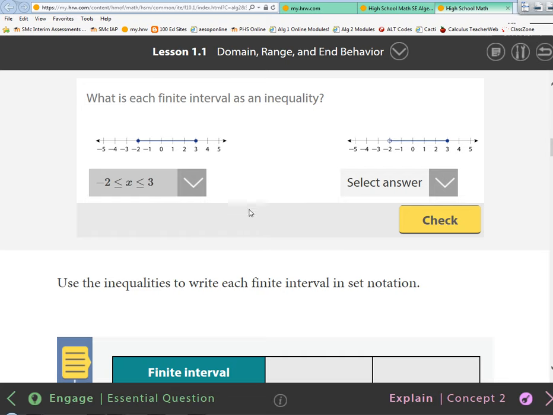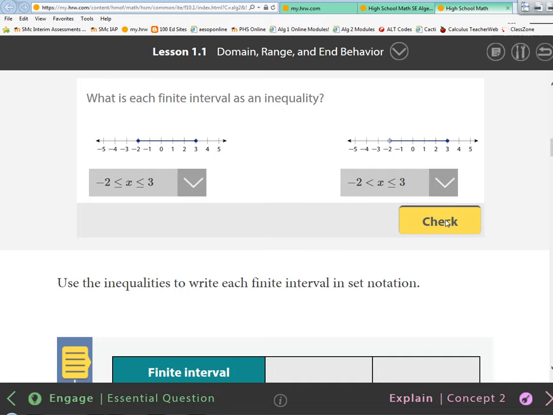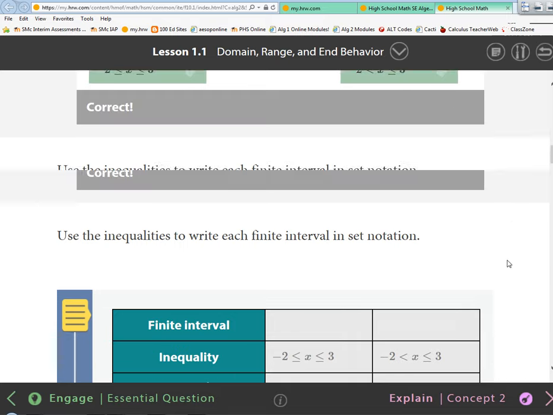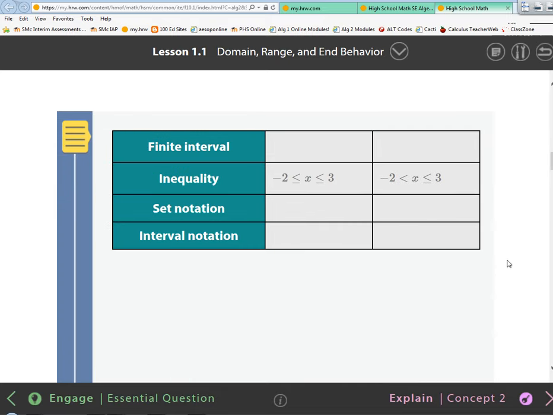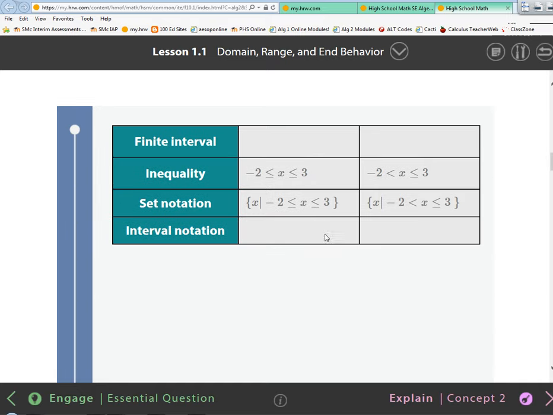Okay. Tyler, what do you think for this one? Or the left one, it's hard to see, but that left one is open and the right one is closed. Number 2. Okay. Looks good. All right. Now notice if we get the inequality, then set notation is given to us, right? Piece of cake. We just add those extra pieces and we have the set notation.